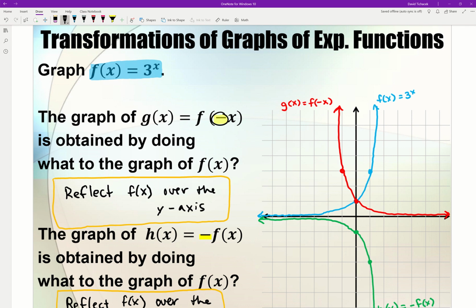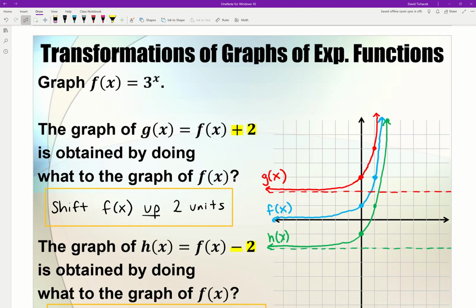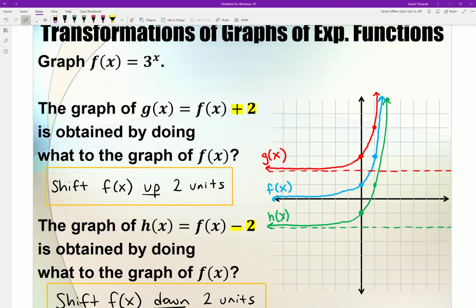If we instead put that negative on the output, that is going to correspond to a reflection over the x-axis. We will be reflecting down, and that's what's represented there in green. So anytime you have a negative on the input or the output, that's going to create a reflection over the y-axis and the x-axis respectively. If we add a number or subtract a number from our output, then classically that will shift us up or down that number of units. So if it says plus 2, we know that we're going to be shifting up 2 units. And you can see that that's signified.